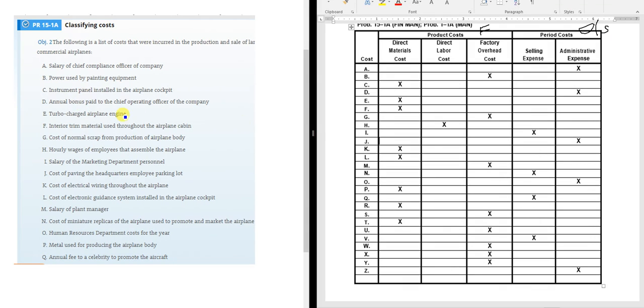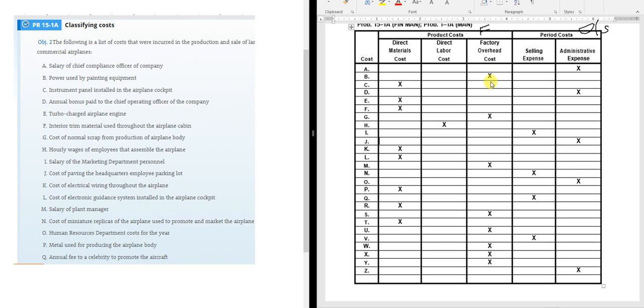Okay, so salary of chief compliance officer of the company, they would happen in the office building, so that's a period cost, and this is probably general and administrative. So if it's not selling, then it's general and administrative, but this one's administrative. Power used by the painting equipment, so that's in the factory, but it's power. You don't see electricity in a car to make it, so that's factory overhead.